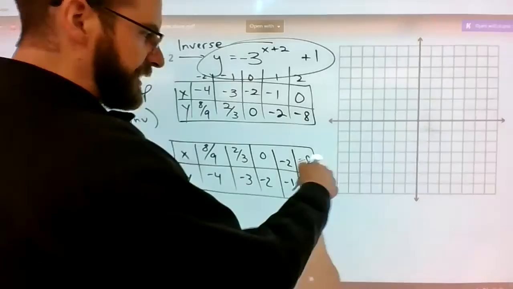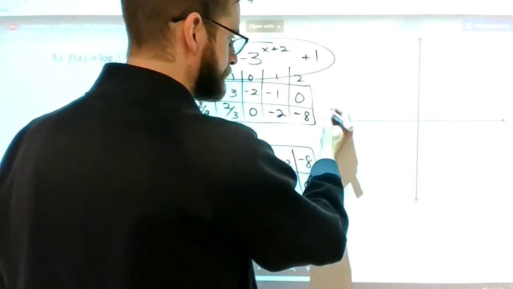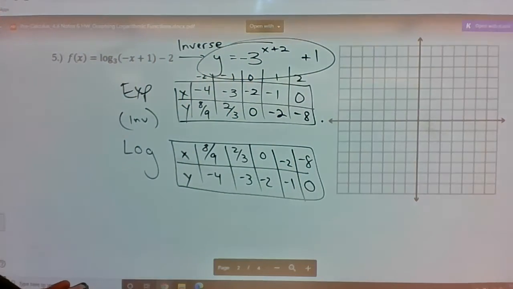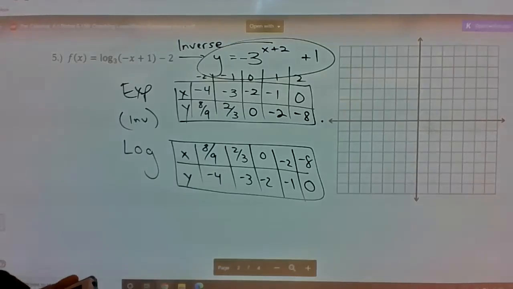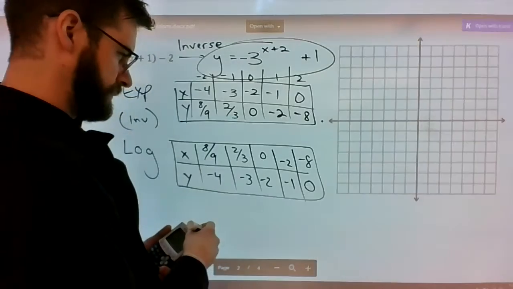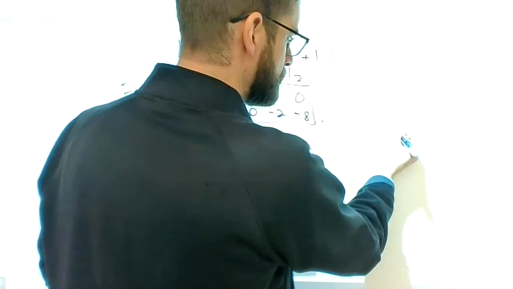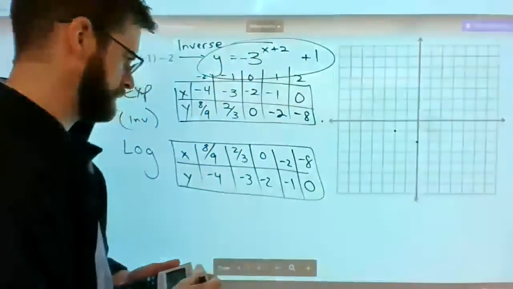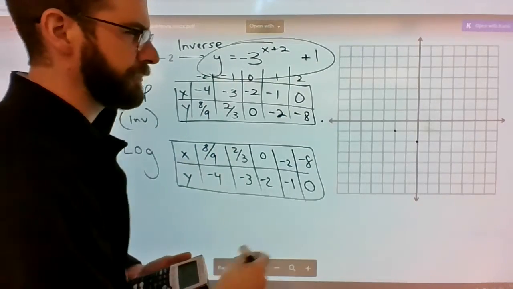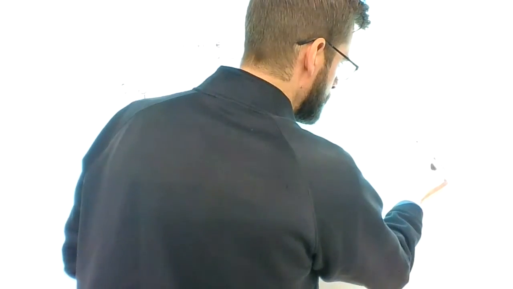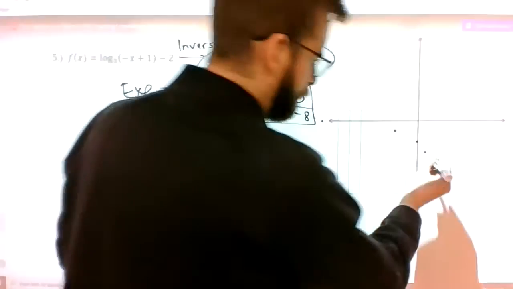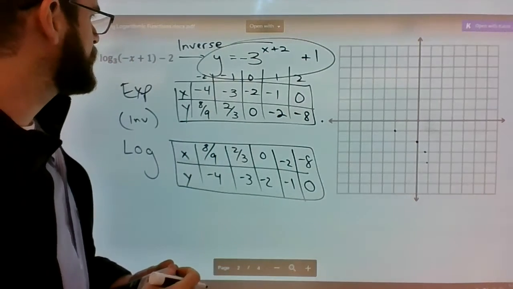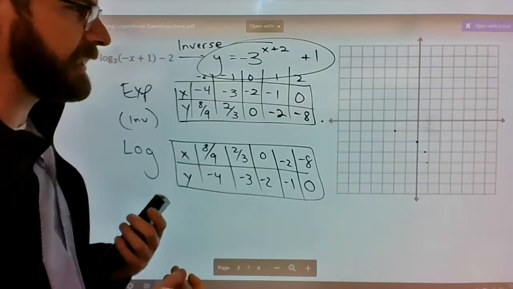All right, so -8, 0 is a point. That's a long way away. -2, -1. 0, -2. 2/3, -3. 8/9, -4. All right, so I guess the question is, do we understand what pattern is happening here?